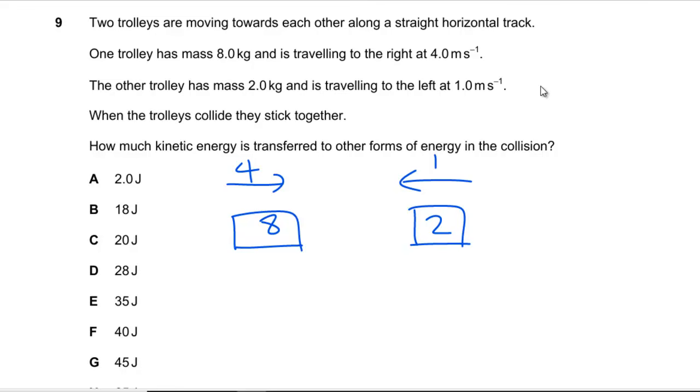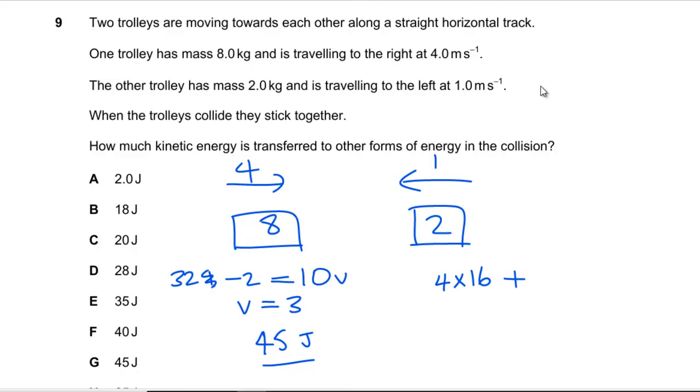So conservation of momentum, we're going to have 32, well, minus 2, because it's moving the other way, is going to be 10 times the new velocity. So it ends up all moving at v is 3. So we're going to have 45 joules of kinetic energy after the collision. Beforehand, we've got 4 times 16 plus 1 times 1. So that is 65. So we've lost 20.